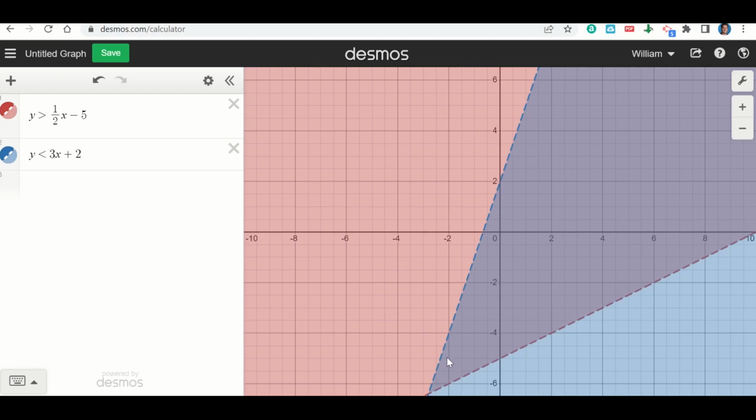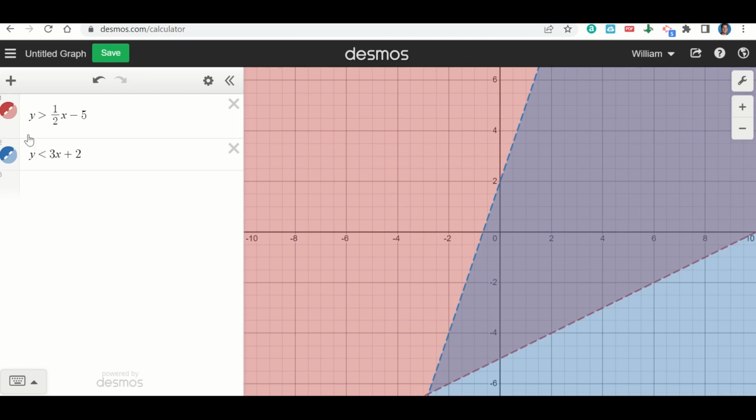They're both, in this case, dotted. Okay, but that could change depending on the sign. They're both dotted. And we can see that this area up here is all shaded in red. This area here is all shaded in blue. And this area is shaded in purple. The purple area is the part we care about. This is the overlap of the shading. So all of this area here would represent the solutions to the system of inequalities.